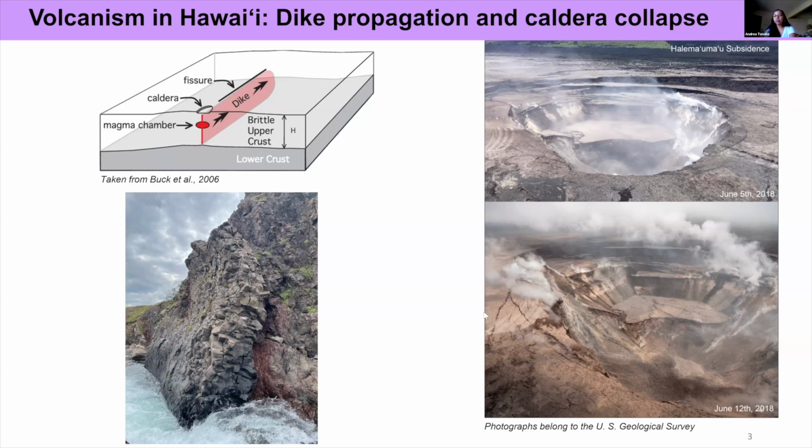And the other process that we decided to create an analog model from is the caldera collapse, which occurred in 2018. There is a really good timeline with photographs that can tell us how the floor of the caldera just dropped down and created the caldera that we have now in the Kilauea volcano.